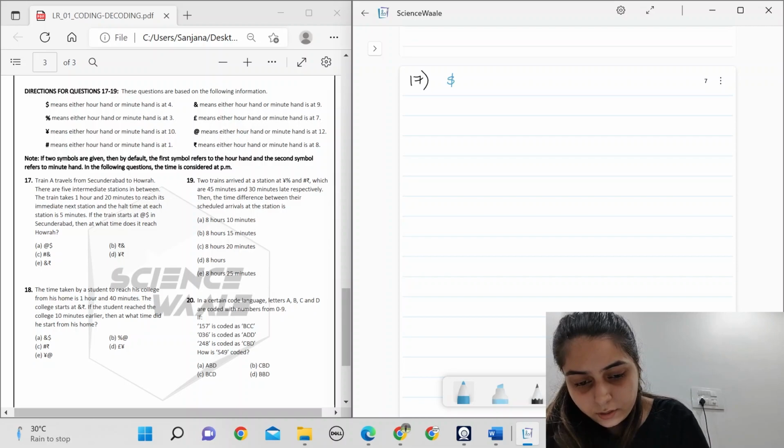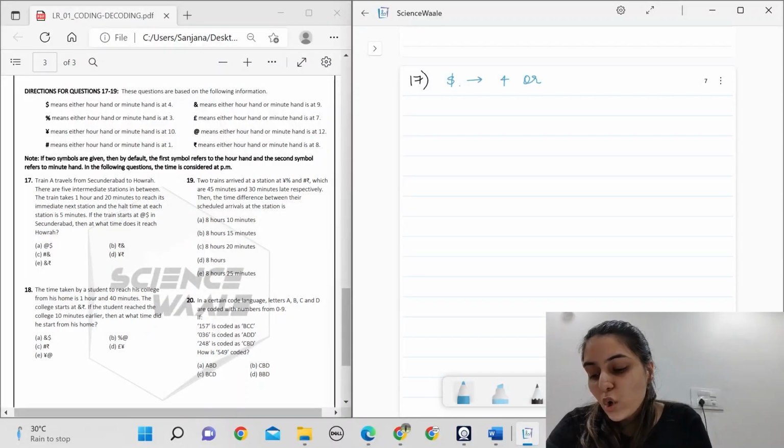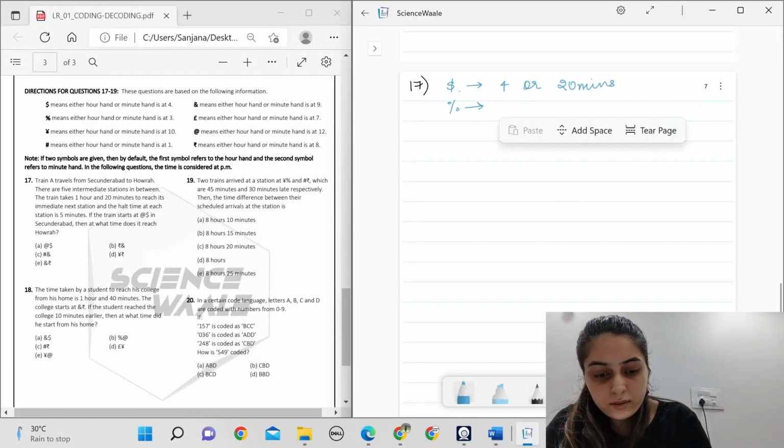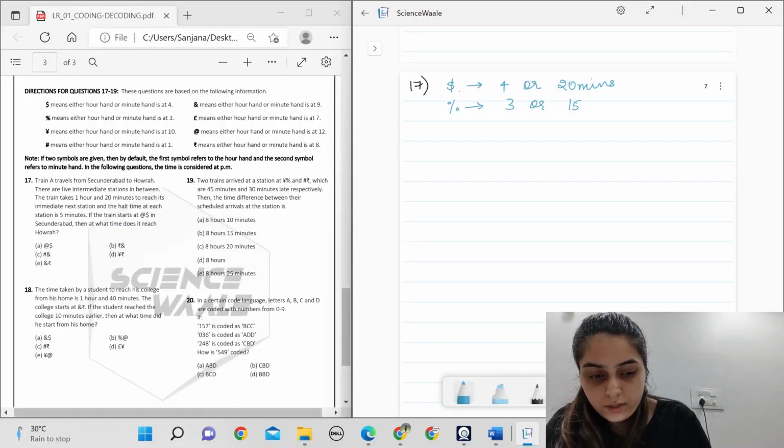They have given us that dollar stands for 4, or dollar means that either the hour hand or the minute hand is at 4. If the hour hand is at 4, it means it's 4 o'clock, or if the minute hand is at 4, it means it's 20 minutes, right? Percentage is 3 or 15. Yes. 10 or 50.